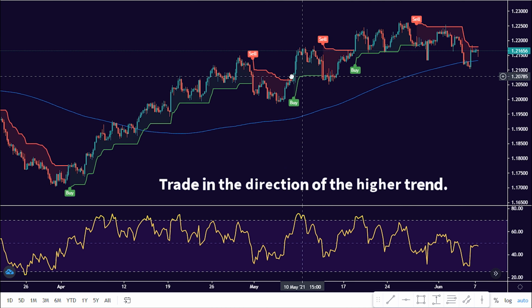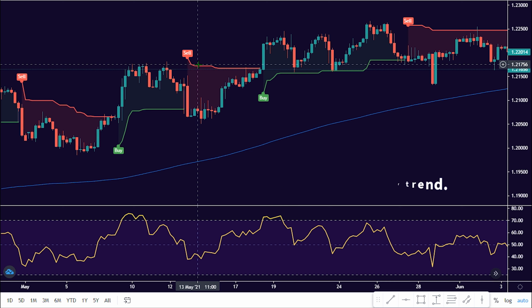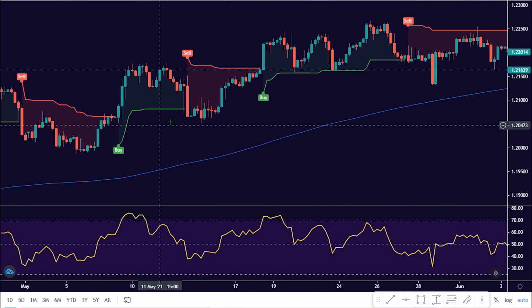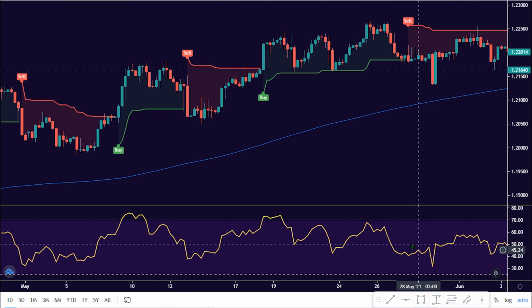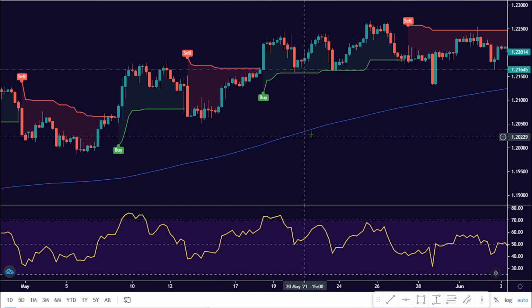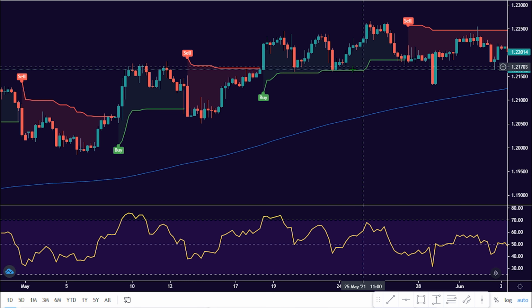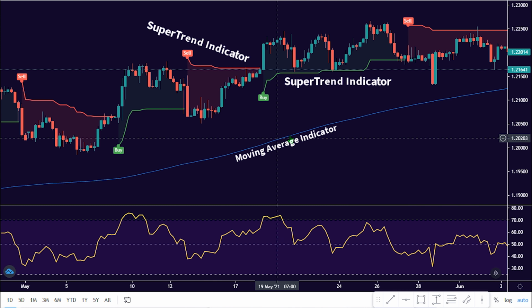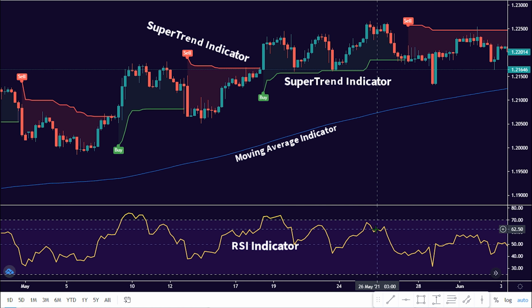Now that we have these three factors as a guide, we can now proceed to apply the Supertrend indicator plus RSI and moving average 200 for scalping. I have taught you how to use these three indicators each for trading in the market. But in this tutorial, we will apply all together these three indicators to confirm our scalping setups. The Supertrend indicator has a red and light green color. The moving average indicator has a blue line color. And the RSI indicator is represented with the yellow color.